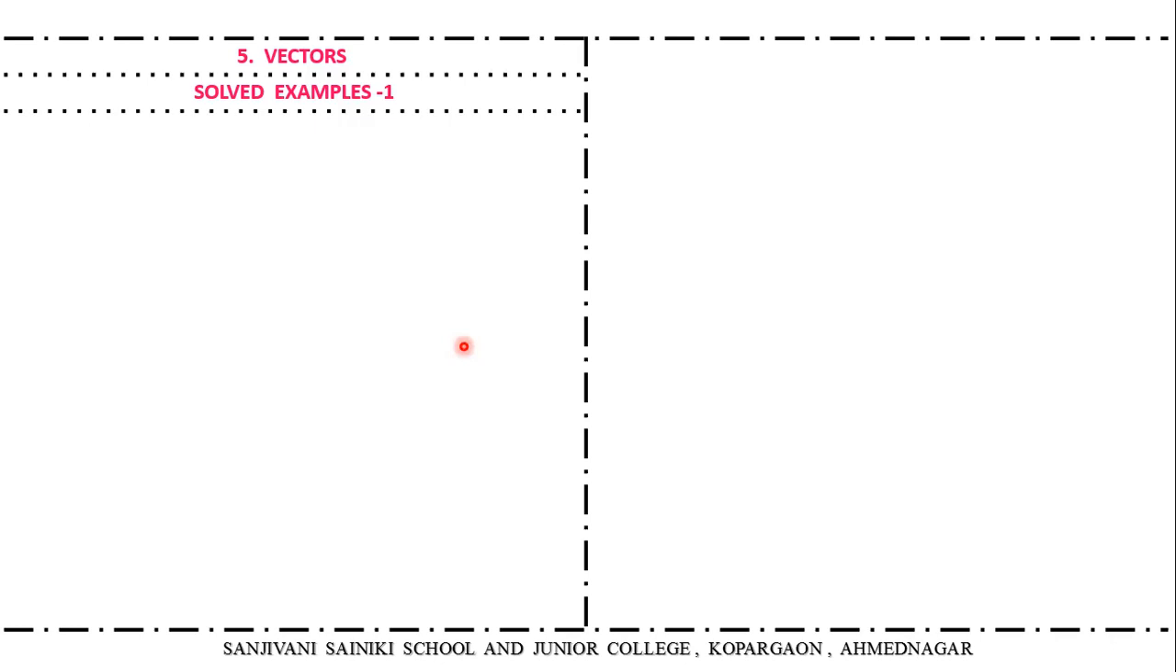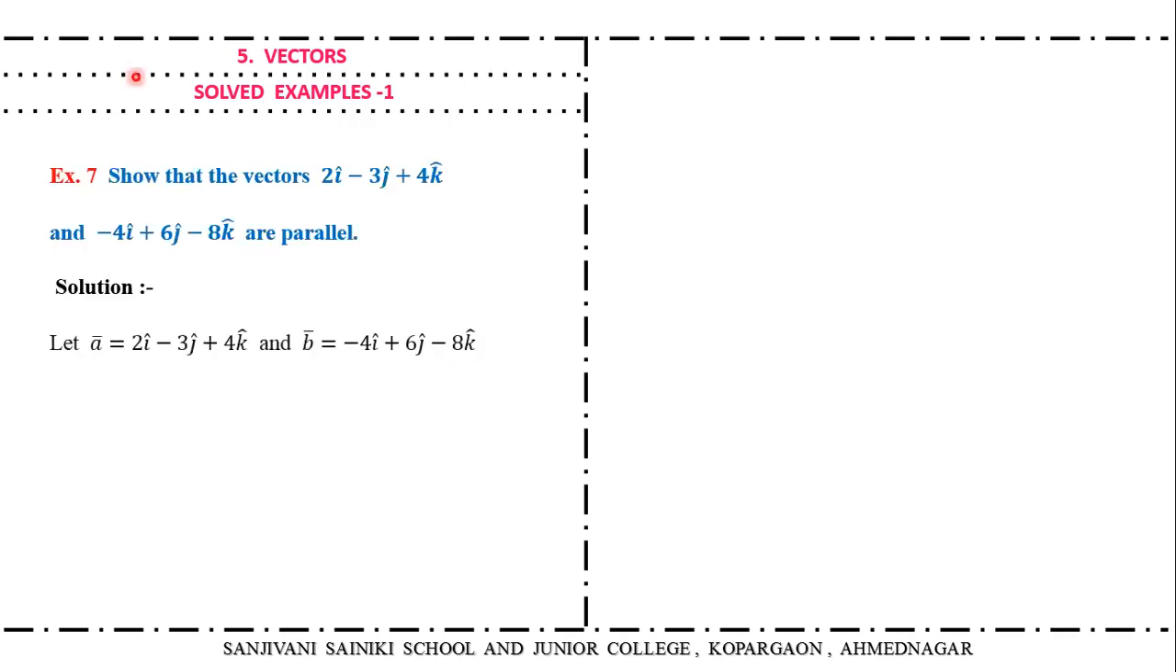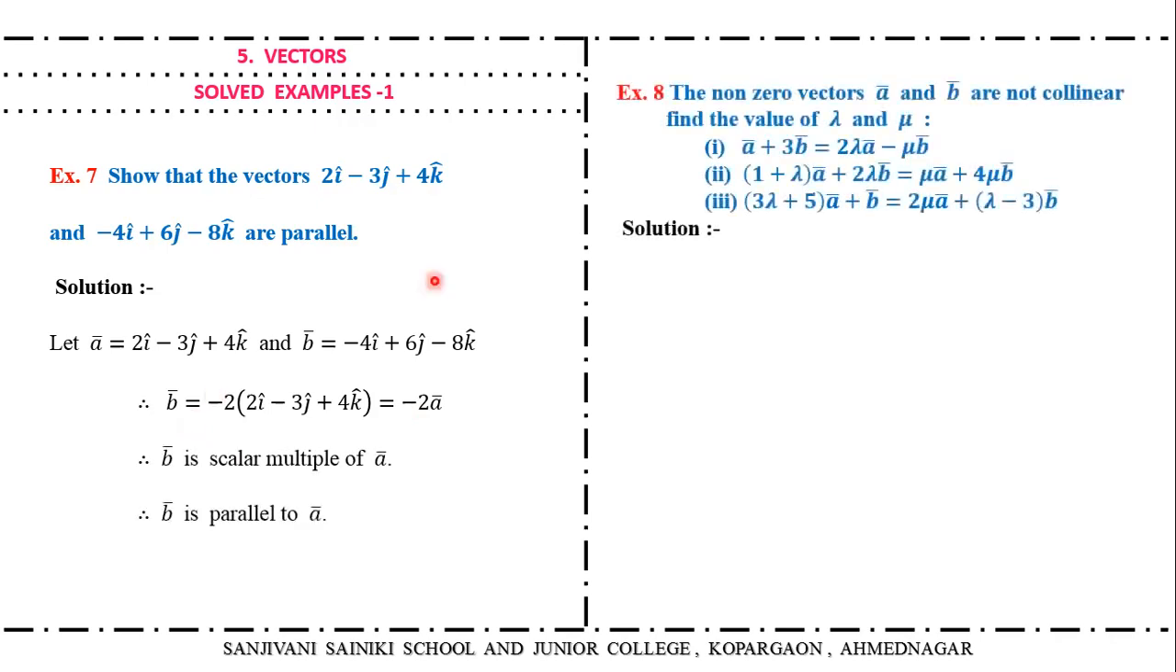Next, show that the vectors are parallel. We have to show that these two vectors are parallel. Now let a bar be the first vector, b bar the second vector. Now if you see, this b bar can be written as a scalar multiple of a bar. That means one vector is a scalar multiple of the other, so they are parallel. The non-zero vectors a bar and b bar are collinear.